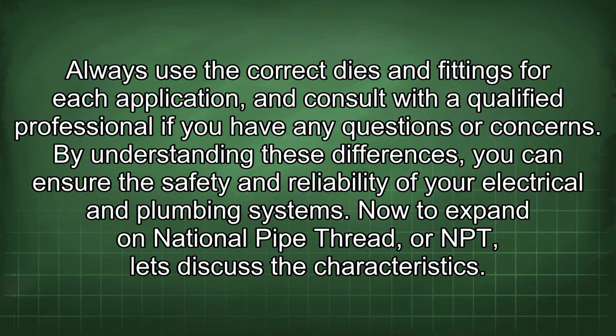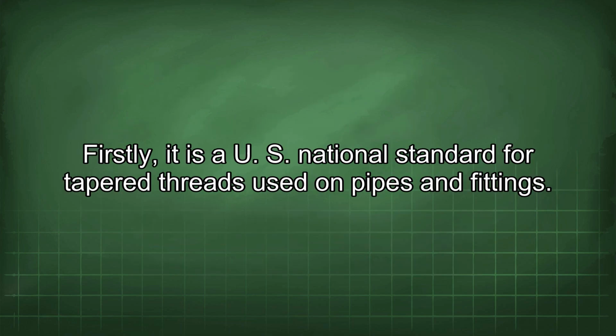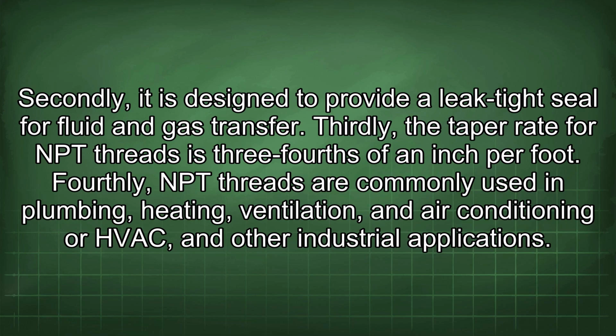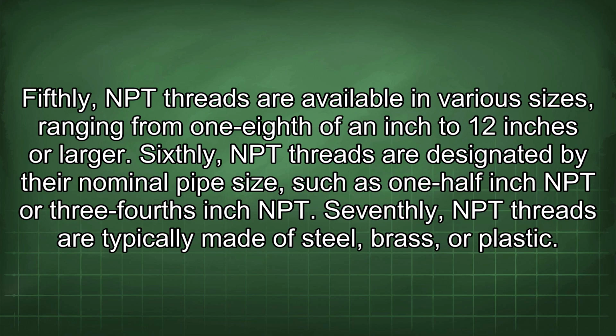Now to expand on National Pipe Thread, or NPT, let's discuss the characteristics. Firstly, it is a U.S. national standard for tapered threads used on pipes and fittings. Secondly, it is designed to provide a leak-tight seal for fluid and gas transfer. Thirdly, the taper rate for NPT threads is 3/4 of an inch per foot. Fourthly, NPT threads are commonly used in plumbing, heating, ventilation, and air conditioning, or HVAC, and other industrial applications. Fifthly, NPT threads are available in various sizes ranging from 1/8 of an inch to 12 inches or larger.